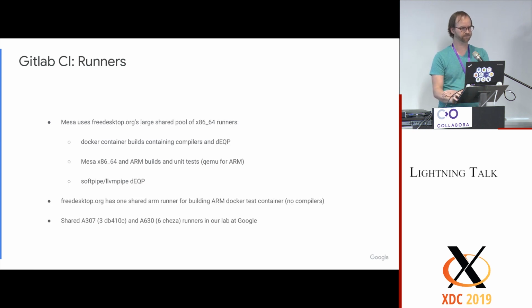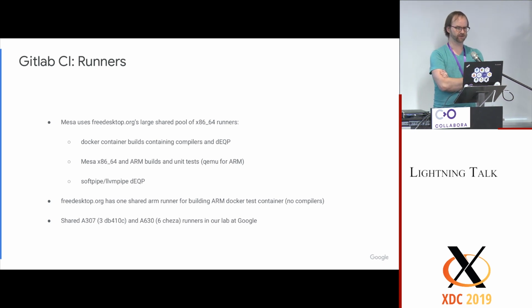What do we have for runners? Mesa mostly uses freedesktop.org's shared pool of x86_64 runners. These are a set of runners donated by Packet.net and the GStreamer project. They're big, beefy Intel systems. These do things for us like the Docker container builds that we use to build Mesa, so that we have a nice stable system image that builds Mesa. Our compiler doesn't change from underneath us until we decide to make it change. Also, our DEQP takes forever to build, so we do it once and cache that container forever.